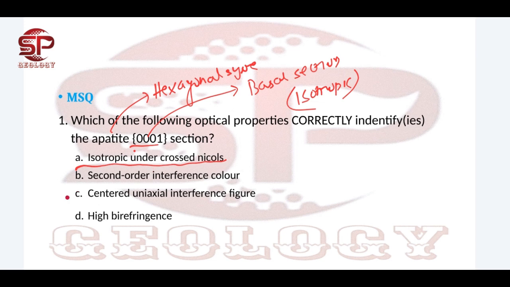Then it can show a centered uniaxial interference figure, because in the basal section the optic axis is perpendicular to the microscope stage, and it doesn't show second order interference color or any high birefringence. So it will be A and C. The answer will be A and C. So the basal section of any hexagonal or tetragonal mineral is isotropic.